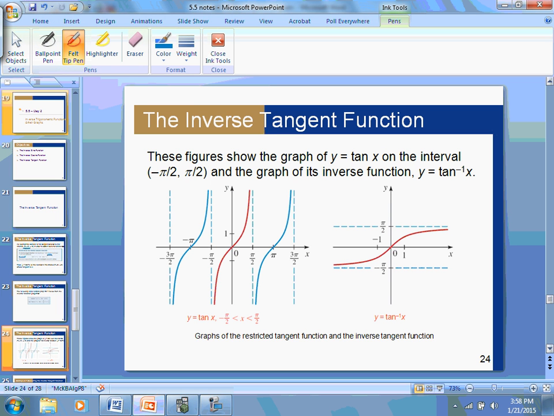Okay, and this picture does a good job of showing how if we do the horizontal line test, the tangent function wouldn't pass it if we have a repetitive tangent function, because it's going to hit the function multiple times. So we're going to restrict it from negative pi over 2 to pi over 2. So when we do that, then the horizontal line just touches the graph one time.